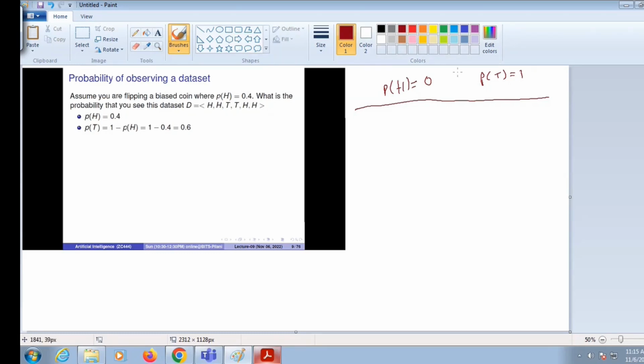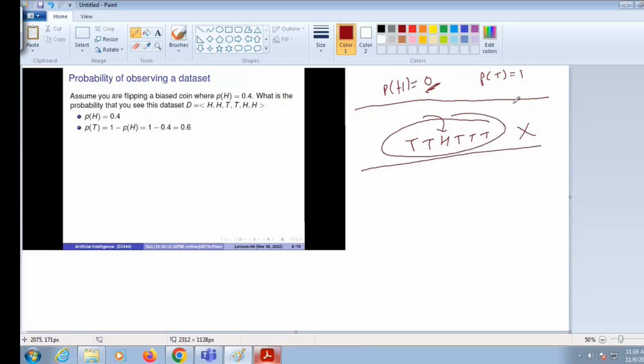If I ask you that I have flipped this coin and got this observation, what was the observation? Let me just give you: tail, tail, head, tail, tail, tail. Is it possible? No, it is not possible, because how come you get a head if the probability was 0? So this is important: whenever you tell me an observation, I can tell something about whether it is right or not.